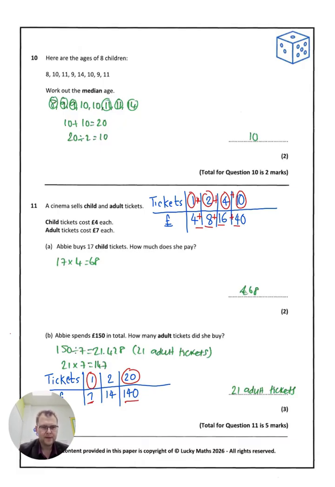And then if Abby spends 150 in total, how many adult tickets did she buy? It's quite simply saying basically how many £7 will go into 150. So one ticket is £7, 2 tickets would be 14, but 20 tickets therefore would be £140. So 140 at 7 means 21 tickets would be the maximum you could buy with £150.